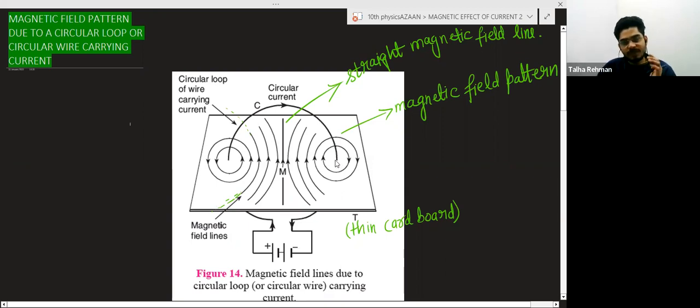If you want to see here, these are the concentric circles, and when you move from this side to this side, what will happen? The concentric circle size will increase, and in between, at the center of the wire, there will be a straight magnetic field line. So what is this? This is a circular loop of wire carrying current, a circular current basically, and these are the magnetic field lines. This type of magnetic field pattern is there due to a circular wire.